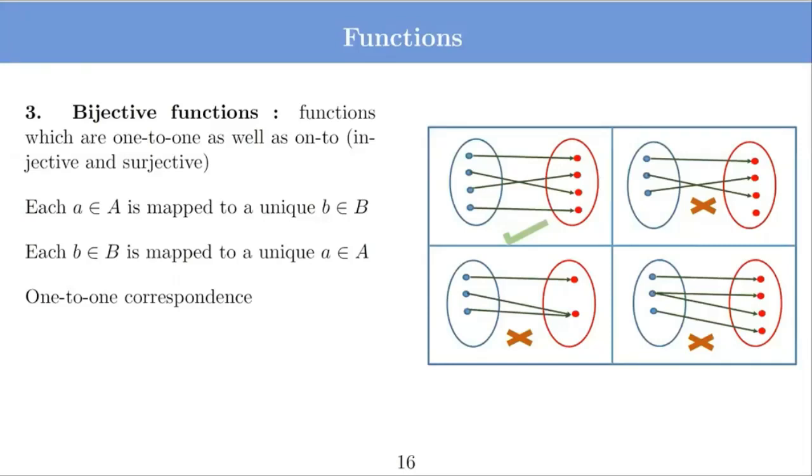That's why we call it one-to-one correspondence. If there is a bijective function from A to B, it means there is a one-to-one correspondence between all elements. For every element, there is a unique image and also a pre-image.